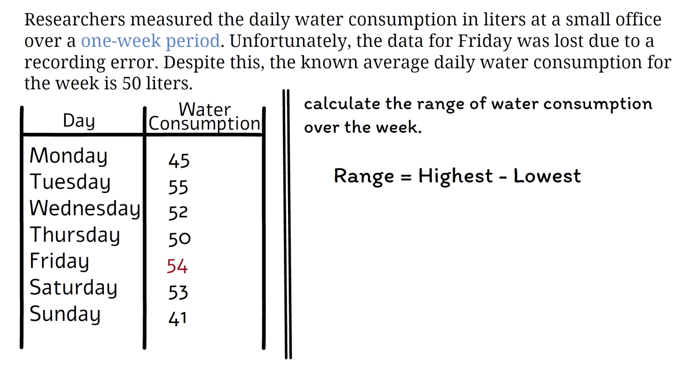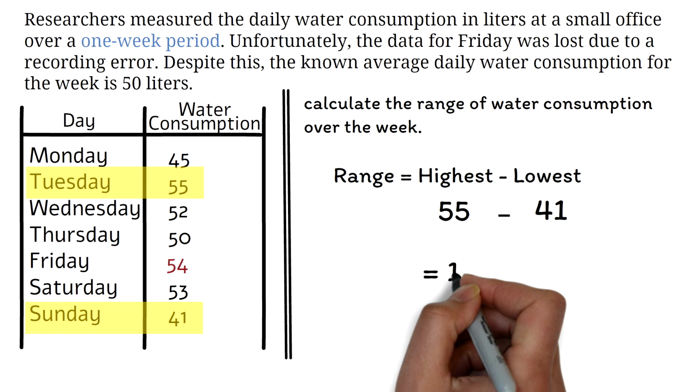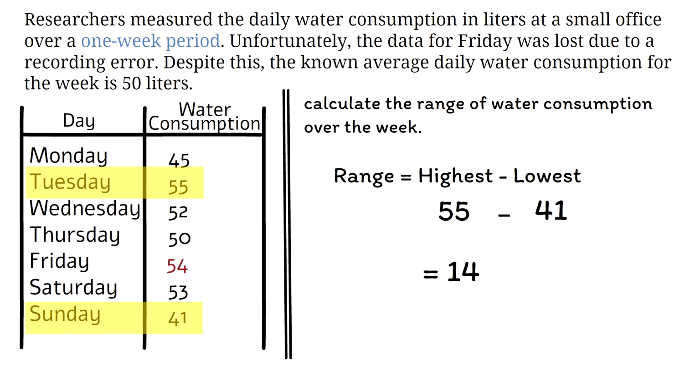The highest value is the water consumption for Tuesday, which is 55. The lowest value is the water consumption for Sunday, which is 41. 55 minus 41 is 14. So the range of water consumption over the 1-week period is 14 liters.